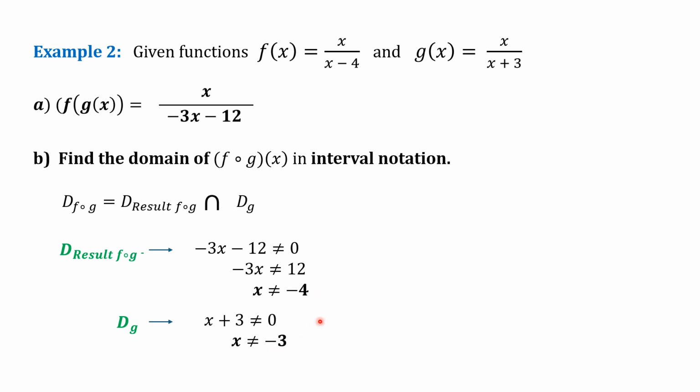If we get the intersection of these two, we can say that the domain of f circle g is all real numbers except negative 4 and negative 3. And if we write that in interval notation, it's negative infinity to negative 4, union negative 4 to negative 3, union negative 3 to infinity.